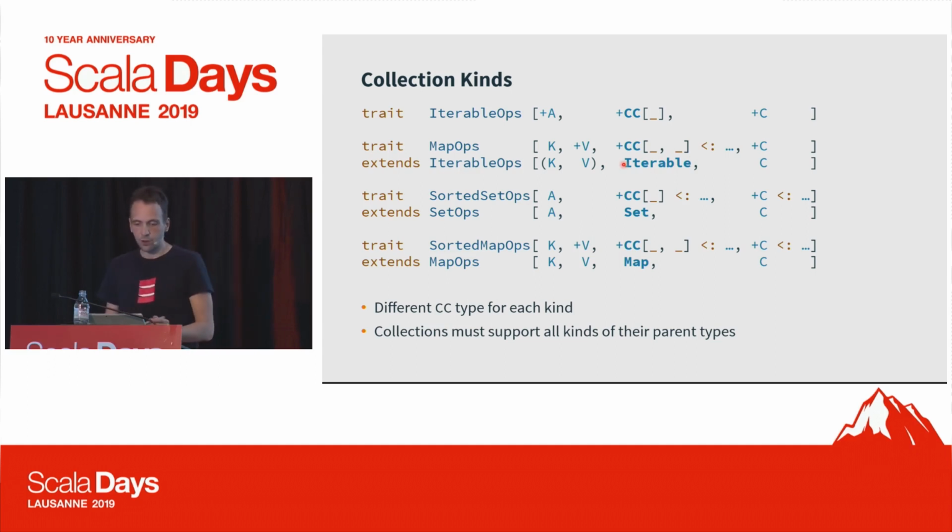The same for sorted map ops. It takes a CC, but the one it passes on to map ops is just map. Generally, you don't care about these inherited ones. You only ever want to refine the most concrete one, but you could refine all of them if that's what you need in your collection. So maybe it becomes clearer if we look at an actual implementation. So the simplest one we can do here is a map.